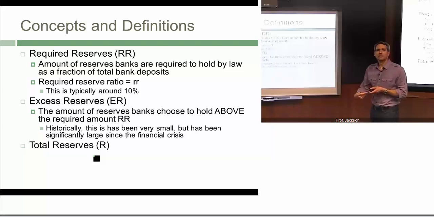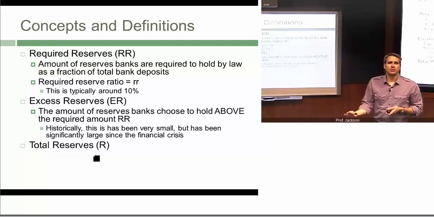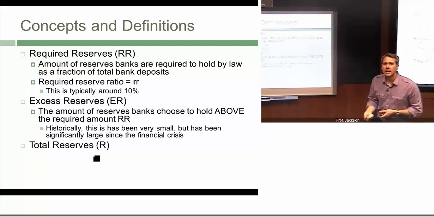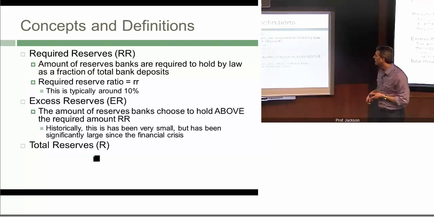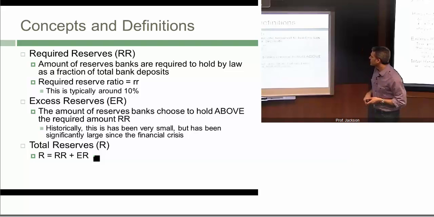Now, historically, banks hold next to no excess reserves, but up until the financial crisis and a little bit into the financial crisis, the amount of excess reserves in the banking system skyrocketed. And so that's an important part of thinking about later on, in the next video, how this might affect this multiplier process. And then the total amount of reserves in the system is just the sum of required and excess reserves.